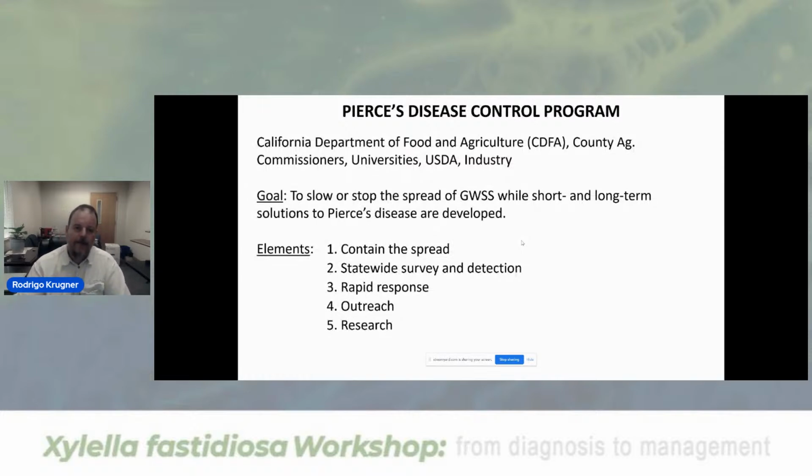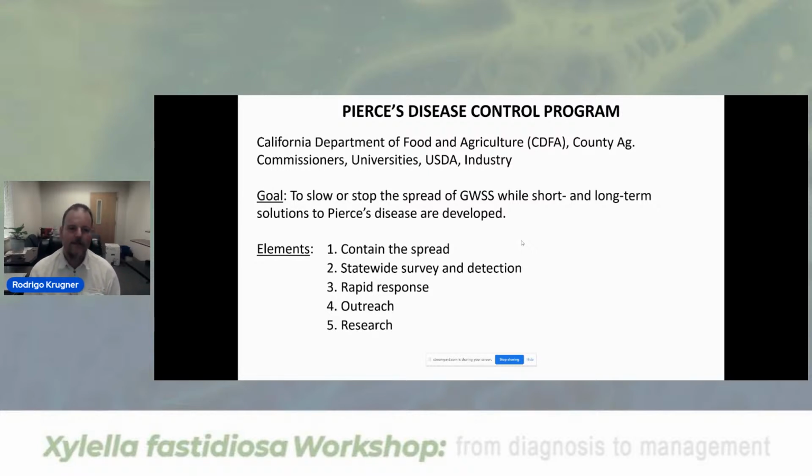The CDFA, California Department of Food and Agriculture. After the invasion of glass-winged sharpshooter, this program was implemented. It's coordinated by the CDFA, but in collaboration with the county ag commissioners. So these are the local district offices, and then the universities and also USDA and the industry as well. And the goal is to slow or stop the spread of glass-winged sharpshooter until we can find solutions for the disease, for example, grapevine resistance and so on.